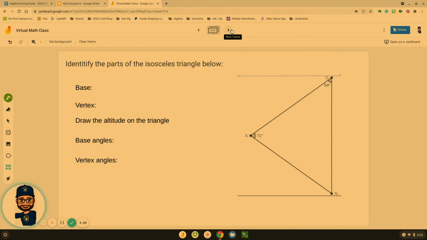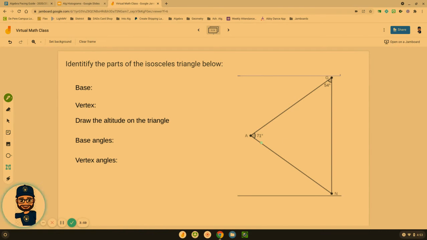Now, what does that do? How can we use all of this information to help us identify the parts of an isosceles triangle? What's the base? What's the vertex? Draw the altitude. What are the base angles and what are the vertex angles? And we've got A, N, and G. Now, we've only got two angles labeled, 71 and 54. Therefore, what is left for the angle down here in the bottom? What's left?